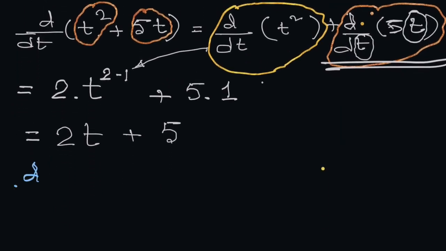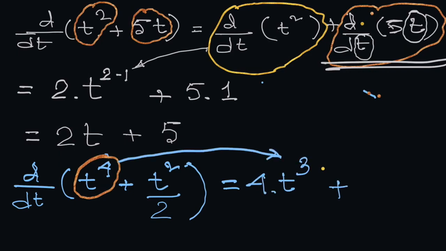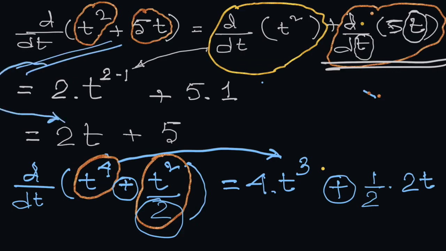Now, let us do this thing. d by dt of t to the power 4 plus t square divided by 2. Now t to the power 4, treating separately, will give us 4 into t to the power 4 minus 1, that is 3, plus t square by 2. Here half is a constant, then remains t square. So t square, that is 2t. How? See here, we have already done this.